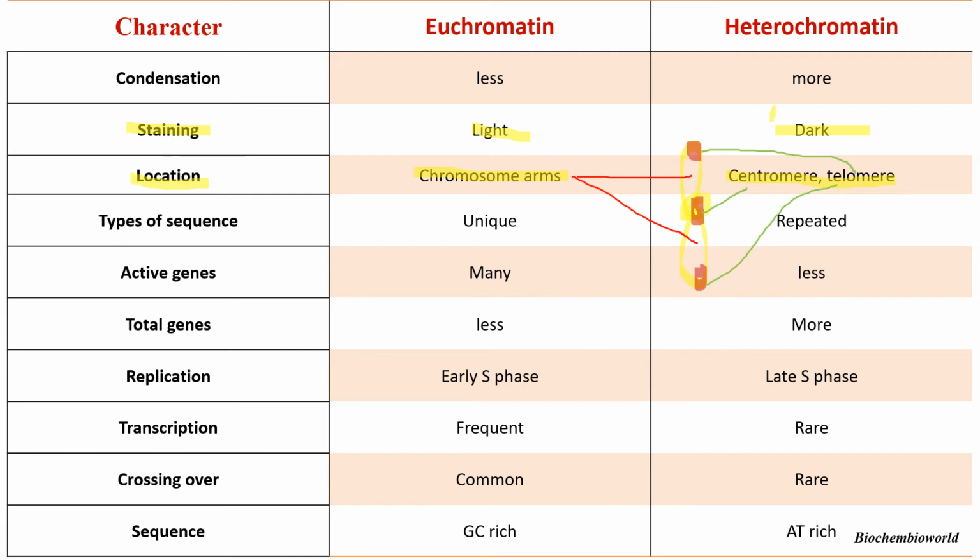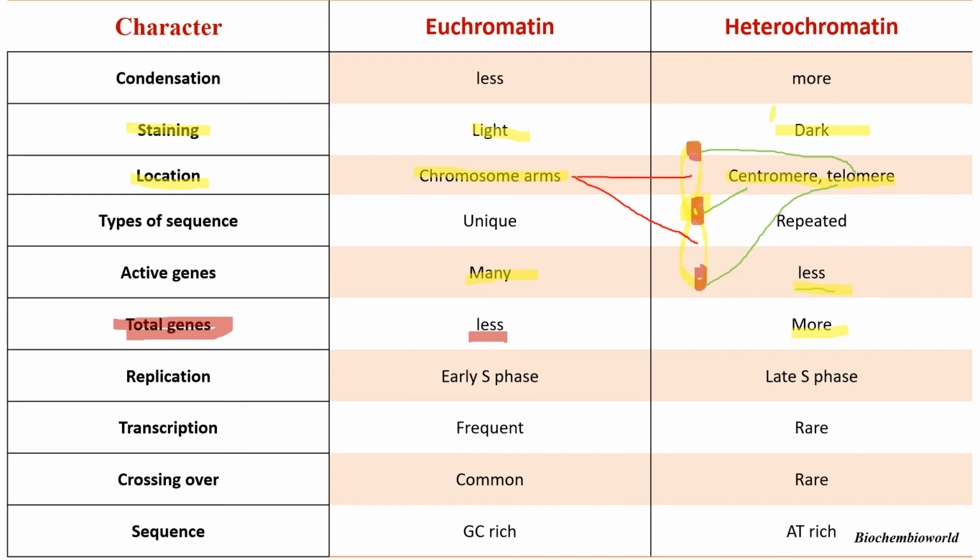Next, the number of active genes. I have already said that euchromatin is actively transcribed, and the number of active genes is high in euchromatin, whereas in heterochromatin there are fewer active genes. Next, total number of genes. There are two types: active genes and total genes. Total genes are fewer in euchromatin and more in heterochromatin. But the number of active genes is high in euchromatin and low in heterochromatin.